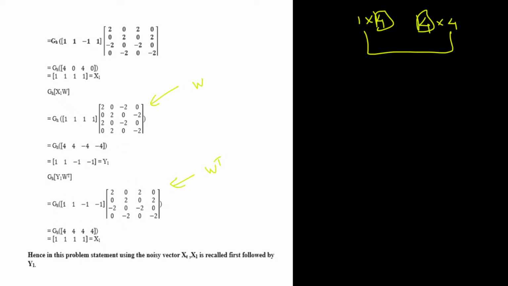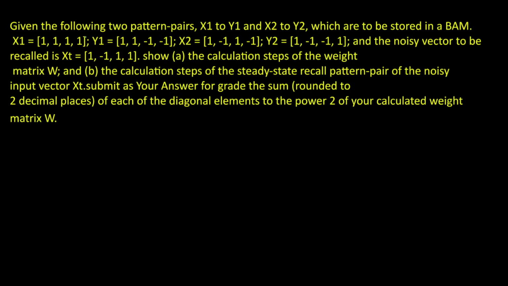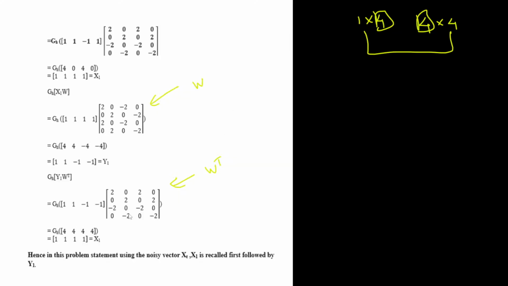And then we have to multiply this row by each column, and you get 4 4 4 4. If you have a positive or 0, that is replaced with 1. If you have a negative value, that is replaced with -1. Since all of them are positive values, it all is going to be 1. And as you can see, that's our x1 value. So we recalled the x1 using the y1.